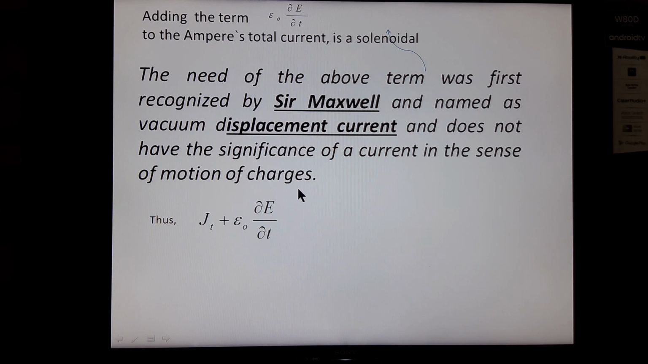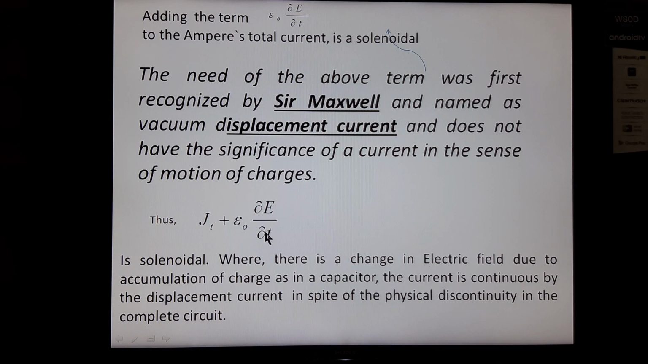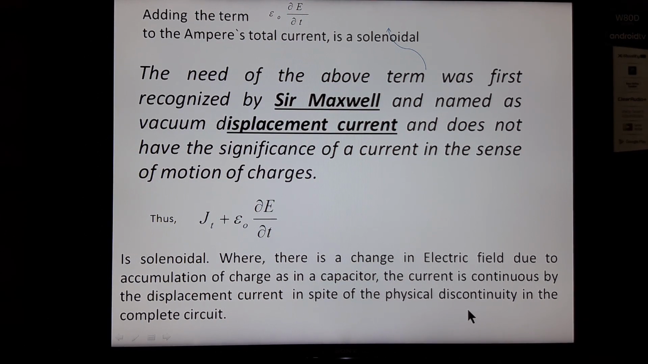Thus, the total Ampere's current with the additional component, termed the displacement current in vacuum in our present case, is solenoidal. Where there is a change in electric field due to the accumulation of charges, as in a capacitor, the current is continued by the displacement current in spite of the physical discontinuity in the complete circuit.